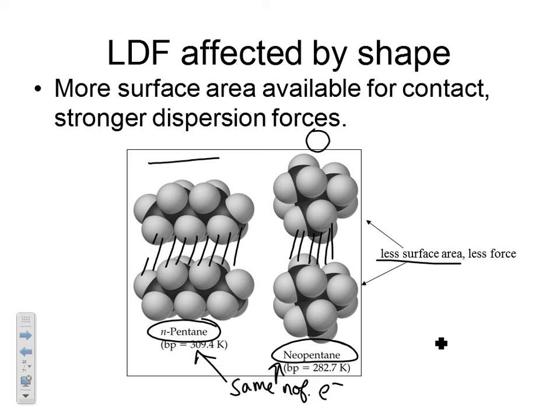Basically, with the induced dipole, there's less of an area for them to form that attachment, and you see the changes in their boiling points. The boiling point of the one that is flatter and has more contact between the molecules is higher than the one that has less surface area.